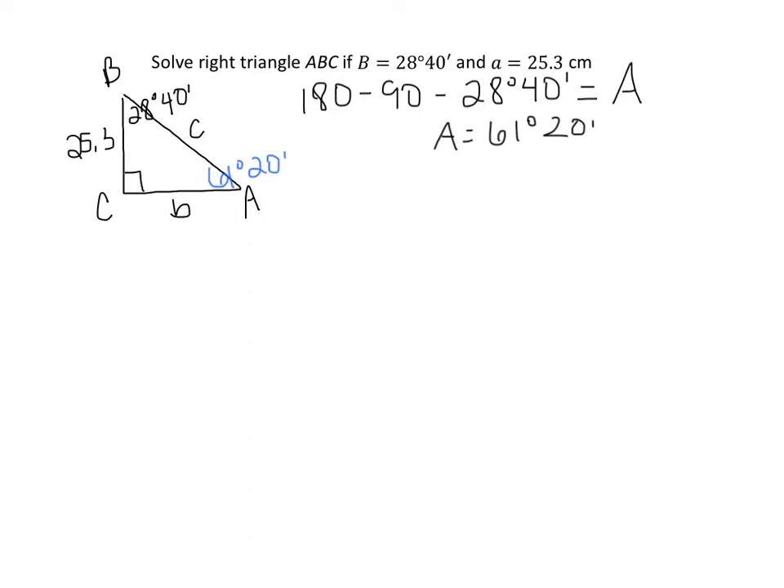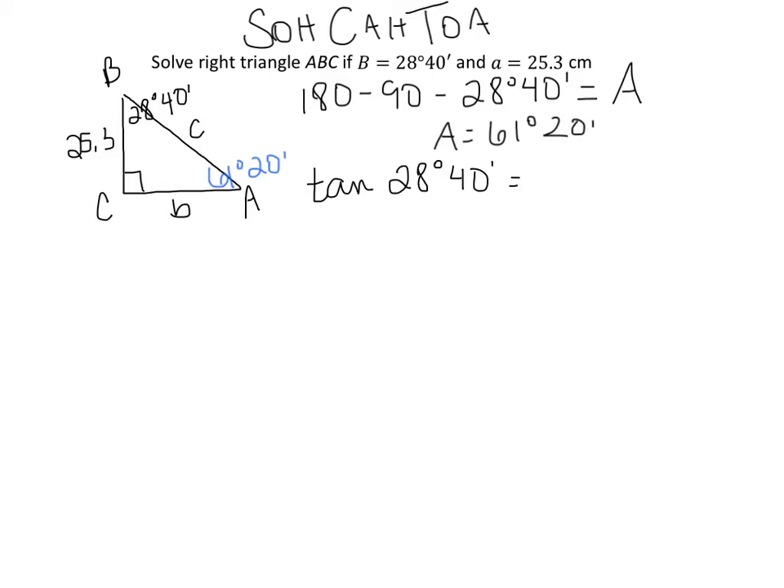To solve the rest of the triangle, we'll use the acronym SOHCAHTOA. If I want to solve for side B, I know that angle B is opposite, and the other piece that I have is adjacent to angle B. So if I'm looking at opposite over adjacent, I need the tangent. So that tells me that the tangent of 28 degrees, 40 minutes is equal to B over 25.3.